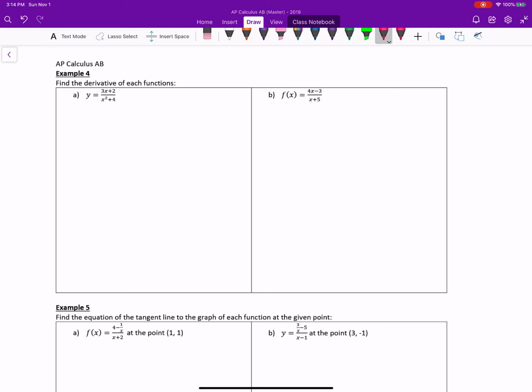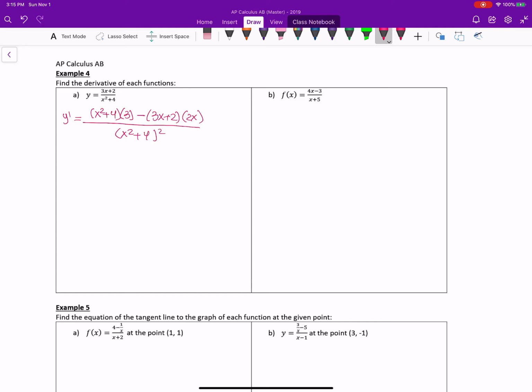So in this case, maybe we'll write y prime is equal to, and remember, it's ho d hi minus hi d ho, draw the line and square below. So ho, that's the low one, the one on the bottom, x squared plus 4, times ho d hi, the derivative of the high one is 3, minus hi, that's the whole thing, 3x plus 2, d ho, that's the derivative of the lower one, so that's 2x, draw the line and square below, like that. And then you just simplify.